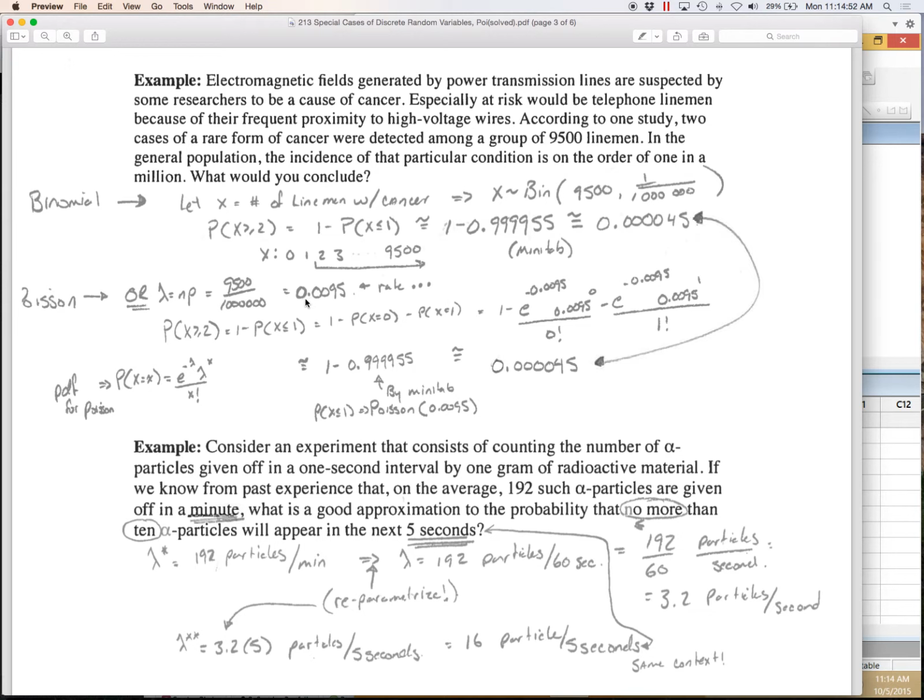Okay, so when I calculate this with this rate, what I find, of course, I could say this, if x was a Poisson, it's still the number of linemen with cancer. But here we've got 1 minus the probability that x is less than or equal to 1, which is x equal to 0 or x equal to 1. Okay, so I could write this out using the Poisson distribution formula, as I've done here. Or again, I can use Minitab if I like.